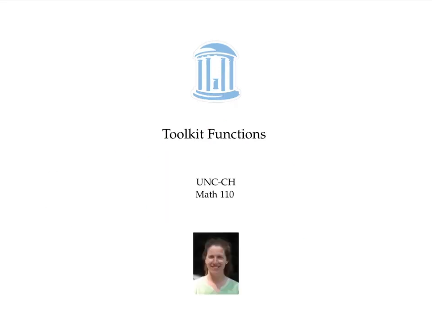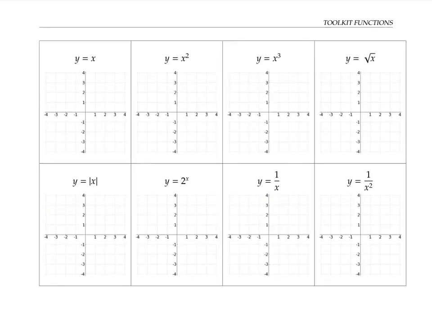This video gives the graphs of some commonly used functions that I call the toolkit functions. The first function is the function y equals x. Let's plot a few points on the graph of this function. If x is 0, y is 0, x is 1, y is 1, and so on, y is always equal to x. It doesn't have to just be an integer, it can be any real number, and connecting the dots, we get a straight line through the origin.